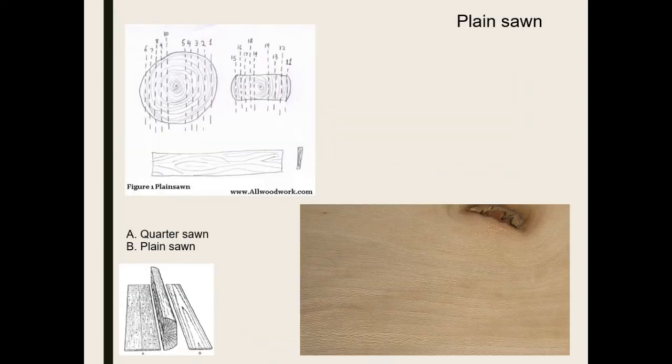So plain sawn, relatively similar. Rather than cutting it into quarters to begin with, it's just put as a whole log, and it's put through a massive table saw, and it's just cut straight down. So if you see, again, depending on whereabouts in the tree it's cut, depends on how big the planks will be, but it is cut right across.